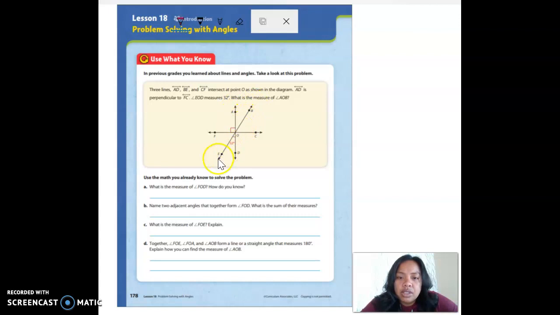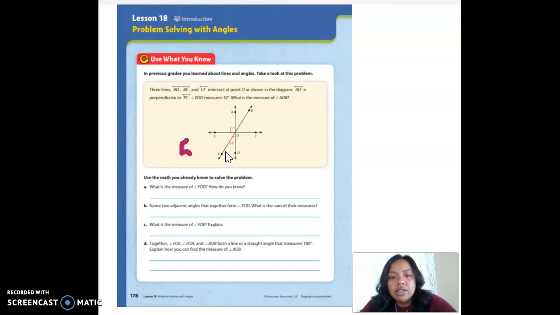Okay, so you see this line right here, EB or BE, that makes a straight line. So these three angles here, when you add them up, are going to equal a straight line. Some of you already have an idea where I'm going with this. We know that this here, FOE, we just found out was 58 degrees. Okay, this guy right here is 58.